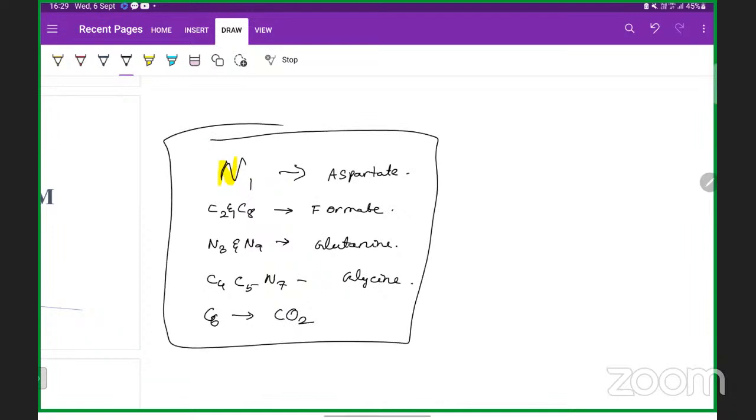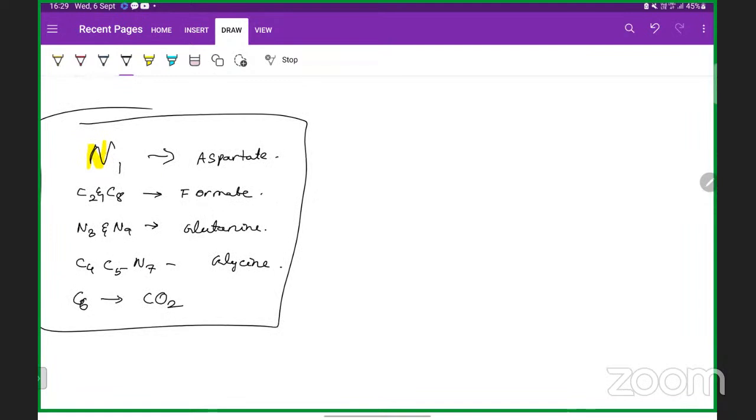What is this I am writing? Am I stupid? No. I'll just show you how this is going to be. I'm going to represent everything as a structure. Once you understand these 5 things, you can easily represent the structure in your exam. See, what I told you, N1 is an aspartate. So first I'm putting N1, and this N1 is nothing but your aspartate.